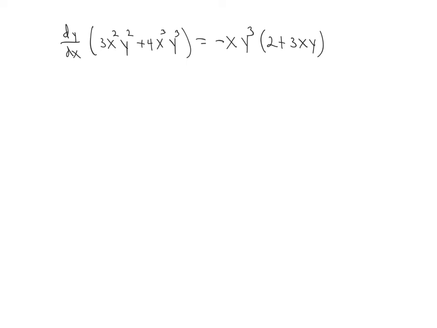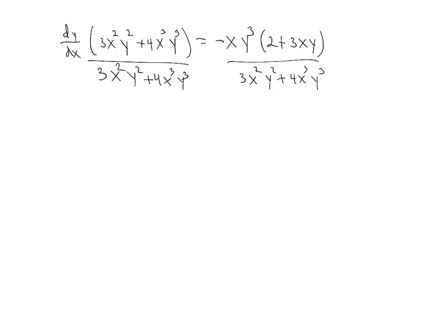Okay, so here's the equation that we established on the previous slide, and the last thing to do is to divide by this factor here so that we can isolate the dy by dx. And there I've written it out, so I've divided both sides by the quantity 3x squared y squared plus 4x cubed y cubed, and on the left-hand side, the numerator and denominator cancel.